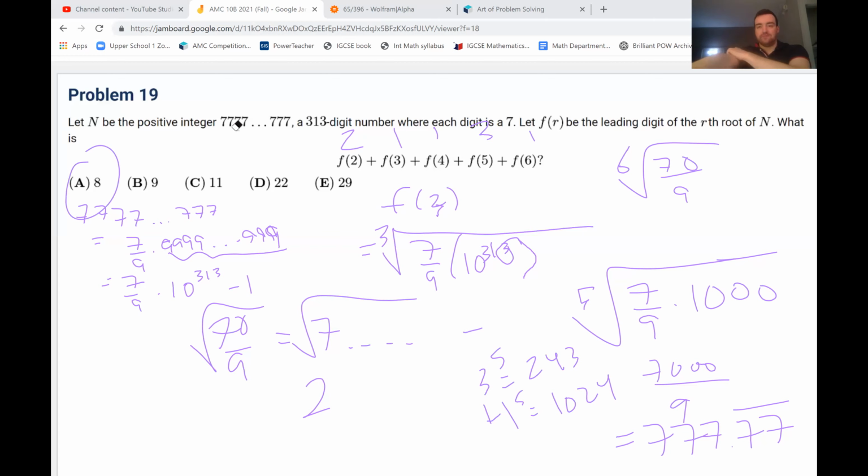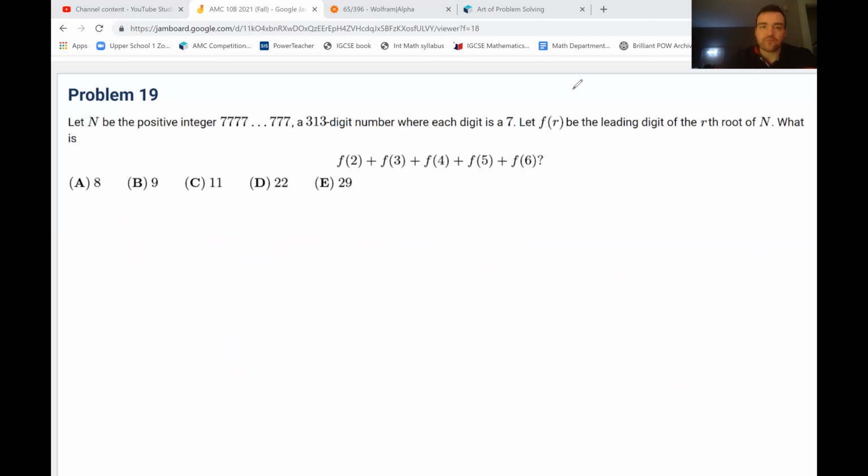I'm not a fan of that problem, but there is a little bit of logical thinking that you can use. That's not too terrible.